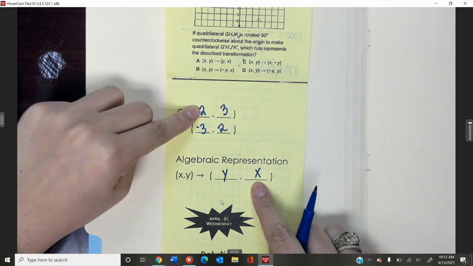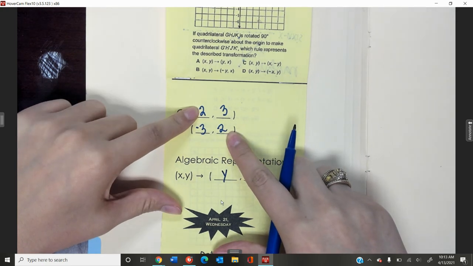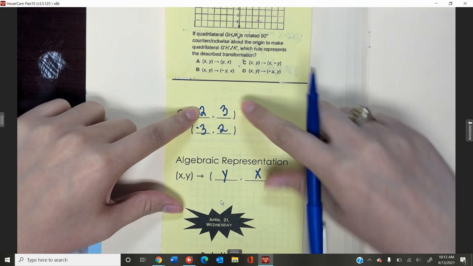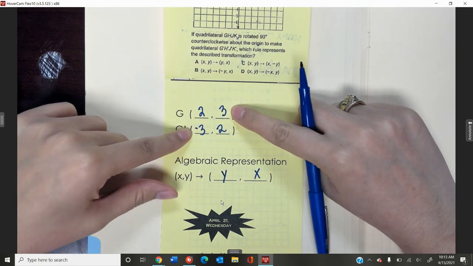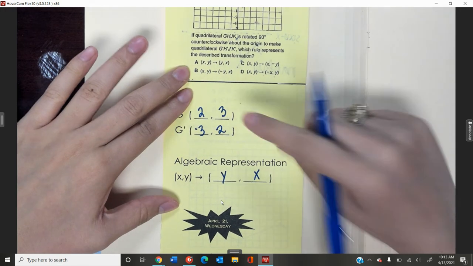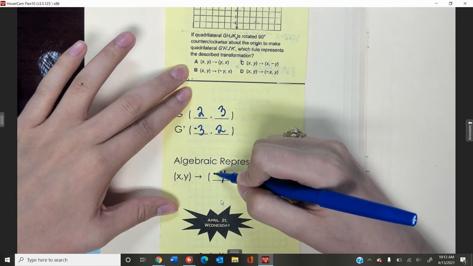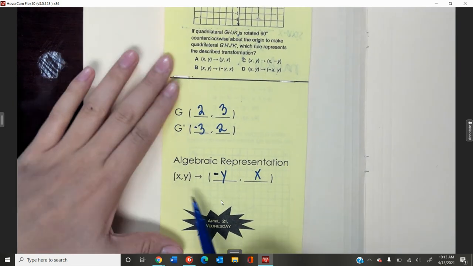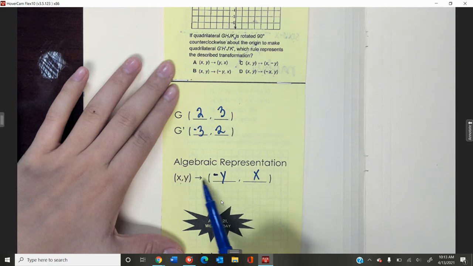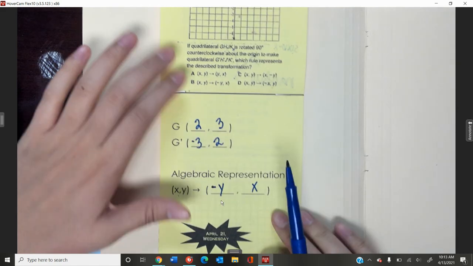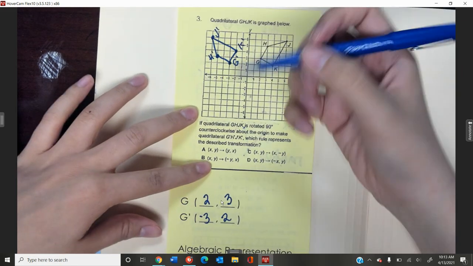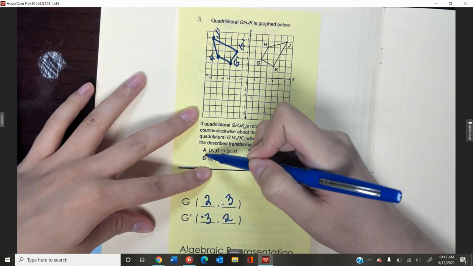So starting from my x value, I went from a positive 2 to a positive 2. So that stayed the same. But looking at my y values, I went from a positive 3 to a negative 3. And since they are not the same, to represent change here, you distinguish that with the negative sign. So my algebraic representation is now xy transforms to negative y comma x. So going up here to your answer choices, it looks like the correct answer is going to be B.